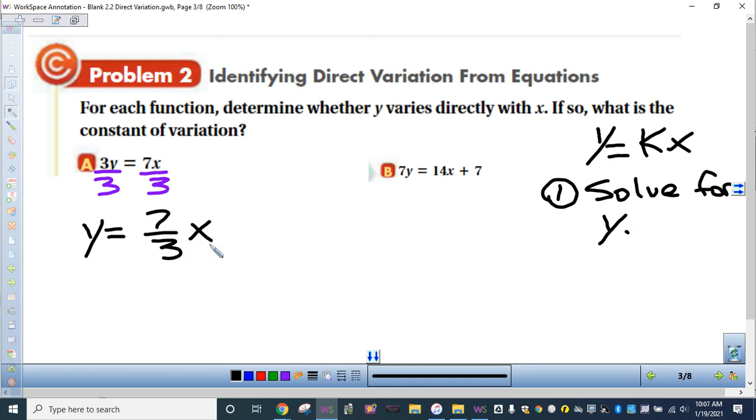I could also write this just so you get used to seeing the different ways. Those two are the exact same equations, right? I can put that x in the numerator next to the 7, it works the same way.